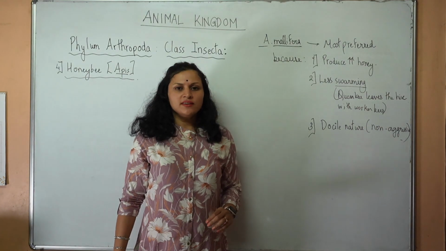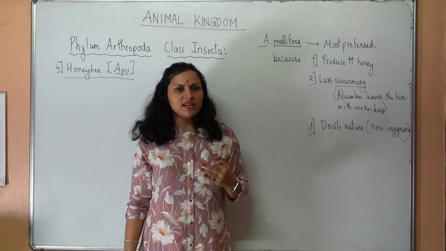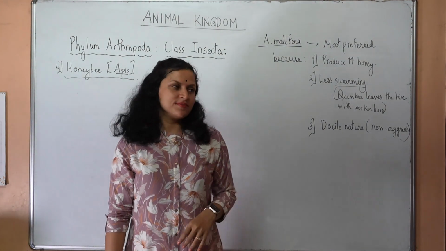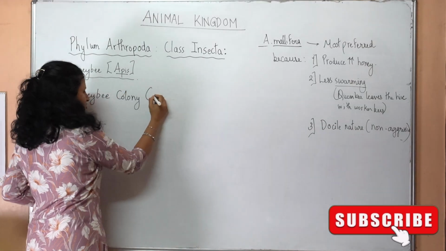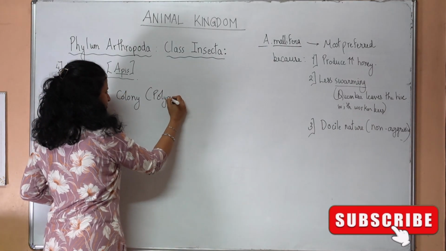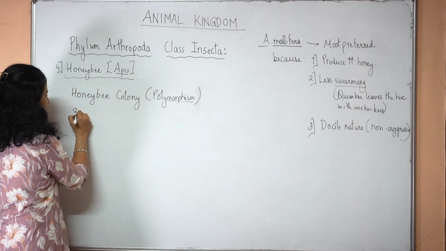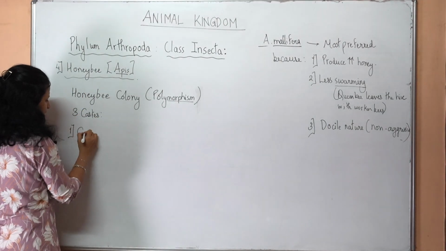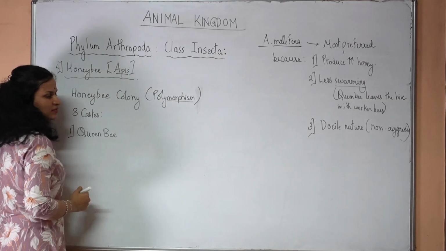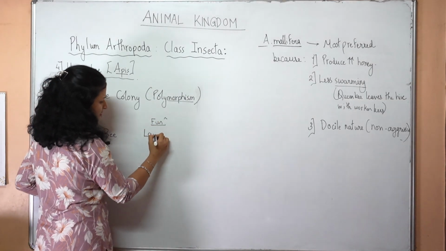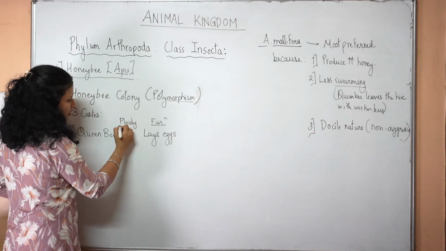Okay, did you know that the honeybee colony has 3 different types of honeybees? These are called the 3 castes of the honeybees. The honeybee colony shows polymorphism, as in having different types of honeybees. The first caste is the queen bee. She is the most important honeybee, and the function of the queen bee is to lay eggs. The ploidy of the queen bee is 2n.